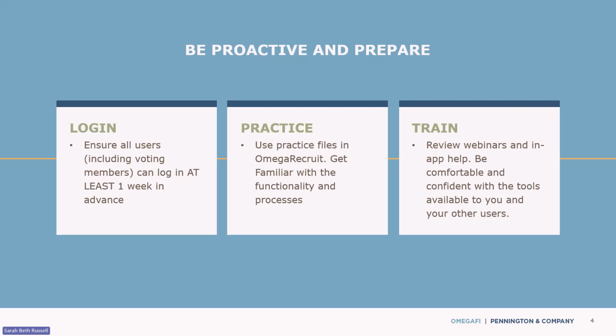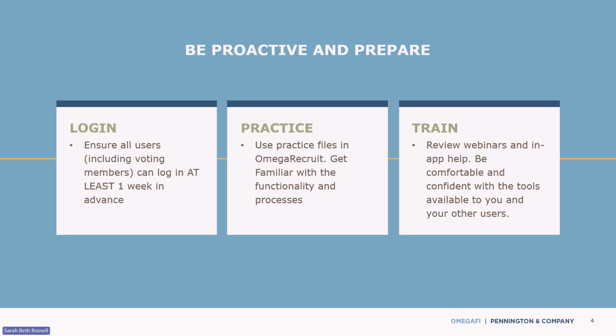So by the time recruitment rolls around, they're good to go. You want to make sure your users are logging in, and that also helps them get familiar with the system. They can go in and look at it if you have a practice recruitment set up. Then that brings us to the next tip, which is to practice. We have practice files in OmegaRecruit. That's what we'll look at today. You can pull those directly from the application and use those to set up a practice recruitment that you can go through with your members. That is going to help you as an admin get familiar with the functionality on your end, as well as your users get familiar with voting on their side of things.